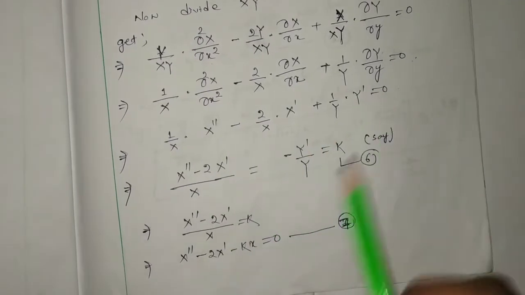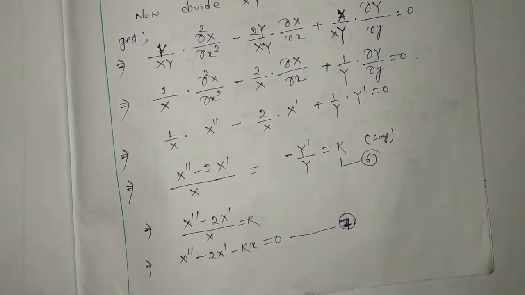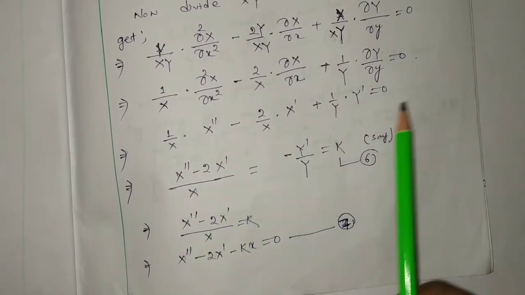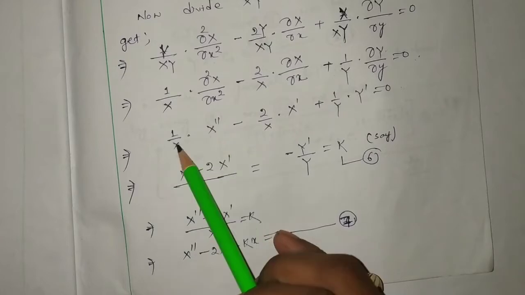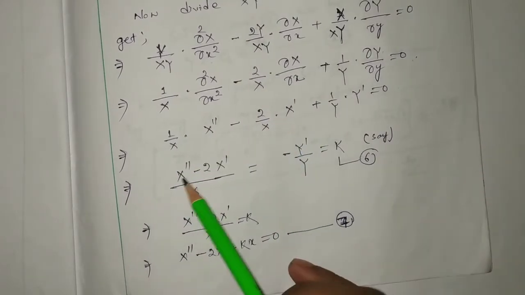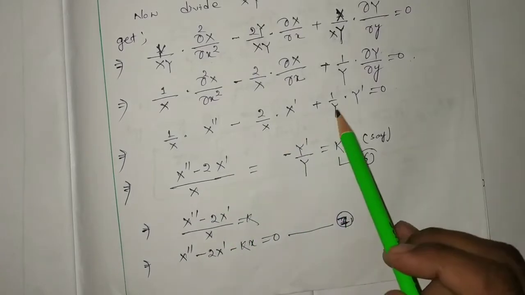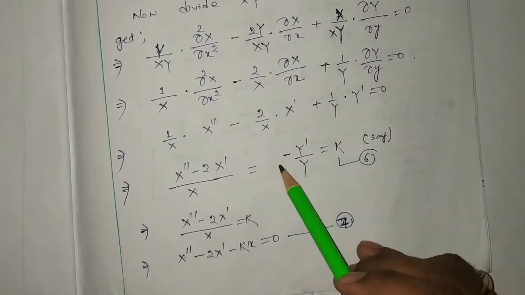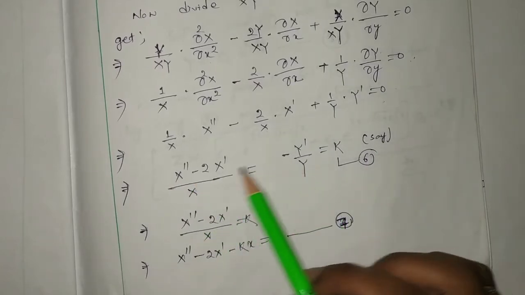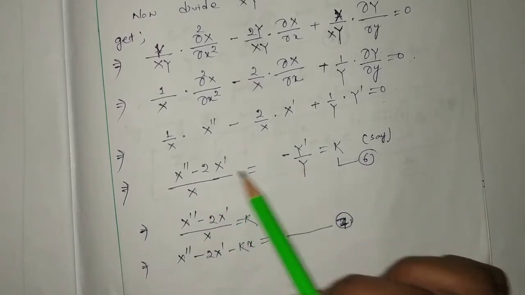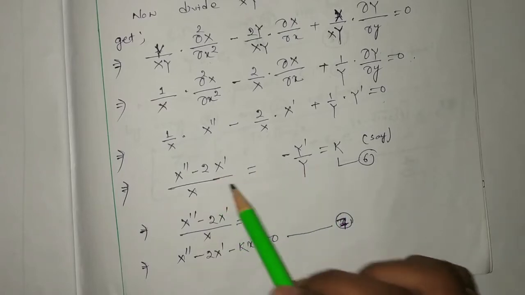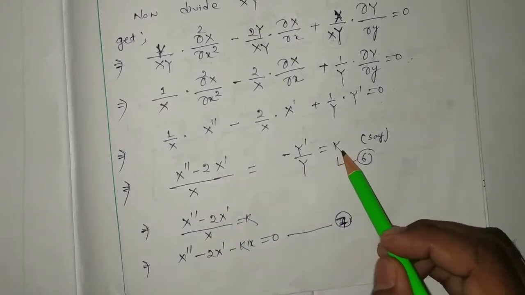And here you can see that we just separated the x and y. Here you can see X double dash by X minus 2X dash by X. So X double dash minus 2X dash by X, and this term I take to the right hand side will be minus Y dash by Y. So if both functions, which belong to x and y, are equal separately, then this is also equal to k, a constant.